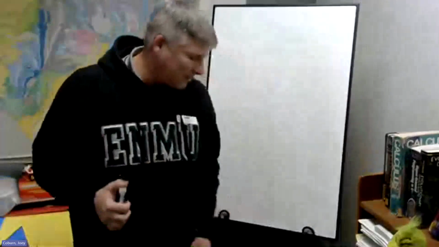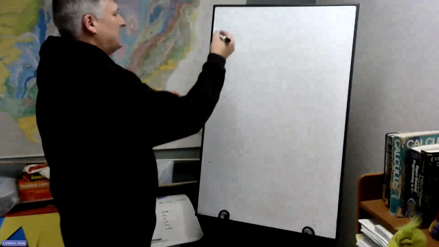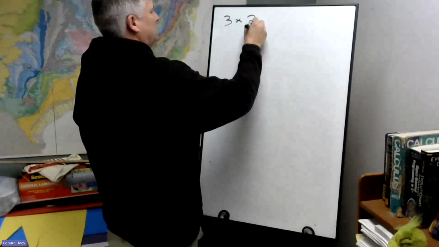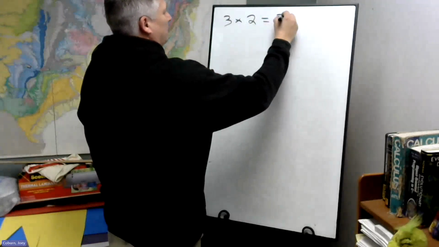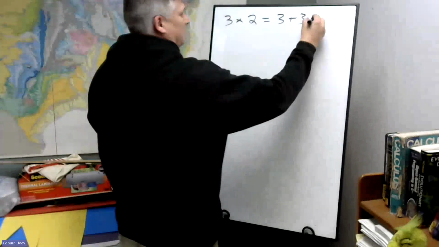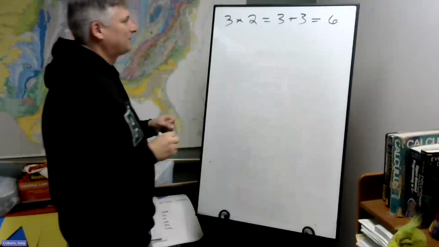Right. So I want to talk about multiplication. And let's consider multiplying negatives with positives. Now, we're going to start out like this. Suppose we have 3 times 2. Well, that's the same as adding a pair of 3's. And this we know is 6.